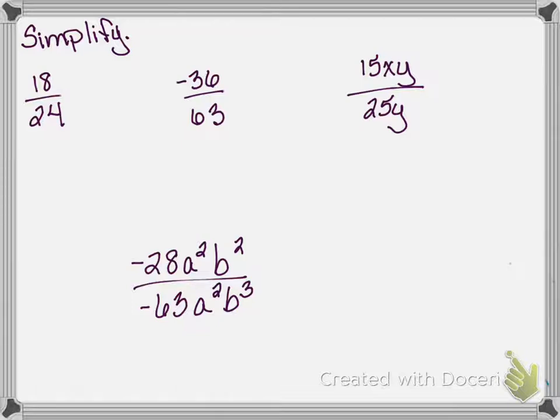So here we are. We've got 18 over 24. Now, likely what you would do if you were given 18 over 24 is you would say, okay, what number goes into 18 and 24? 6. So 18 divided by 6 is 3, and 24 divided by 6 is 4. And so the answer to that is 3/4. However, I want you to think about it in a different way.